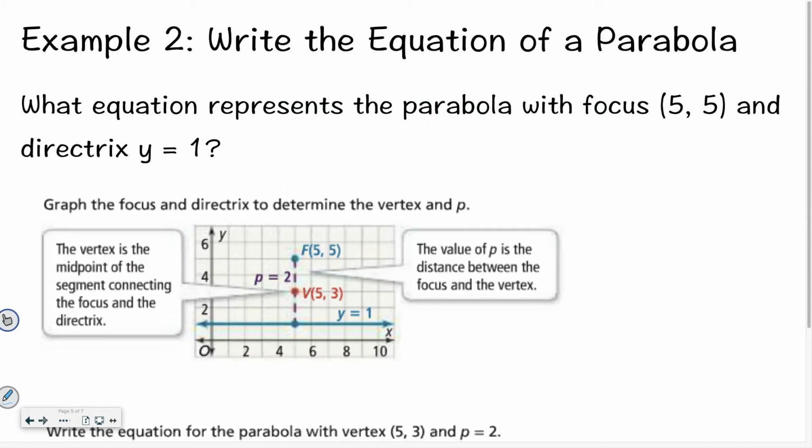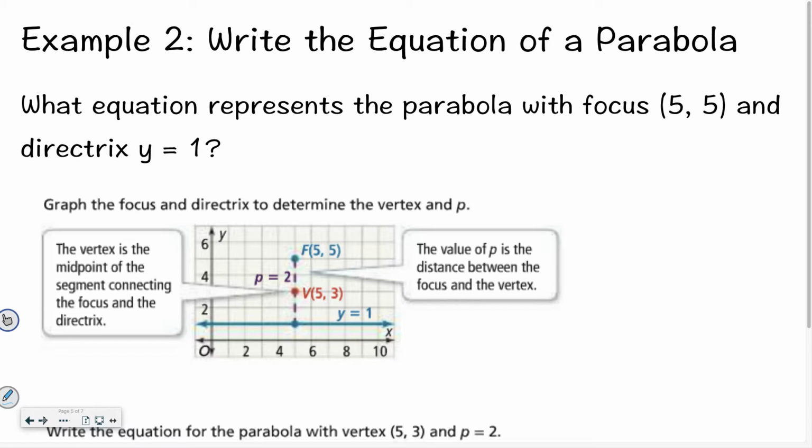Example 2, write the equation of a parabola. What equation represents the parabola with focus (5, 5) and directrix y equals 1? The first thing we are going to do, since we have the focus and the directrix, is plot those.